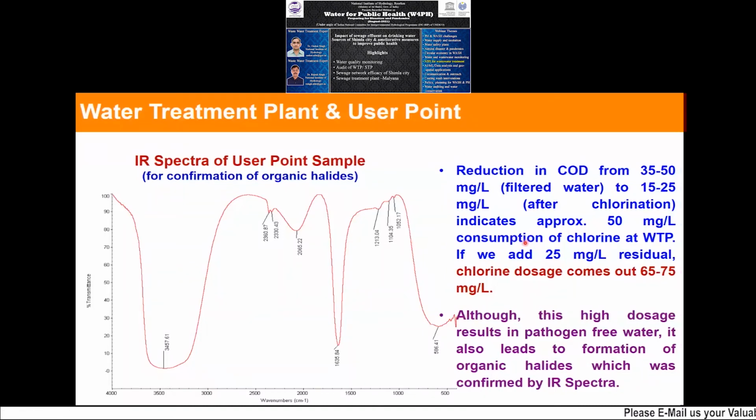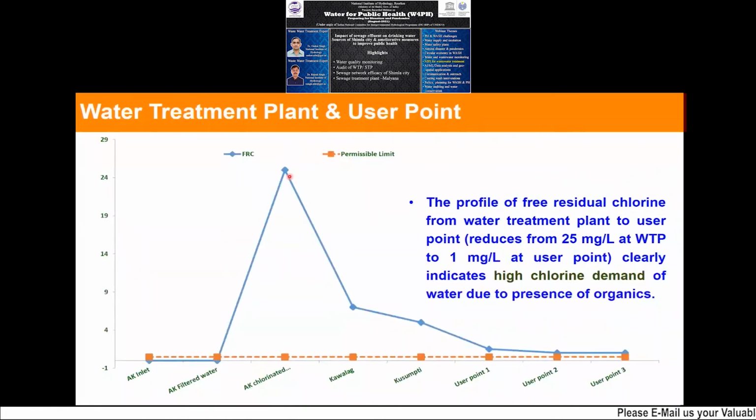Now, calculating the chlorine consumption for removing the COD: COD was around 35 to 50 milligrams per liter in the filtered water, which reduced to 15 to 25 milligrams per liter after chlorination at the user point. This indicates approximately 50 milligrams per liter of consumption of chlorine at the water treatment plant. If we add the 25 milligrams per liter of residual chlorine that we found, then the chlorine dose comes out to be 65 to 75 milligrams per liter.